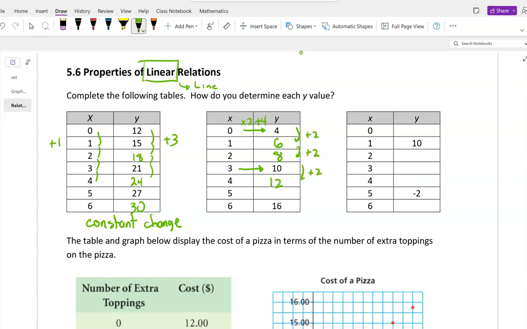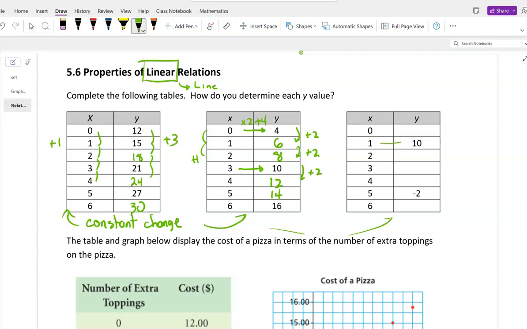Okay, don't worry if you had a little trouble finding those values. I'm more interested in, can you see how this is linear? Because there is constant change, both for this one and for this one. Okay, in fact, it'll also be constant change here.